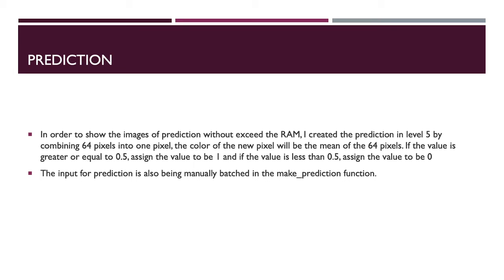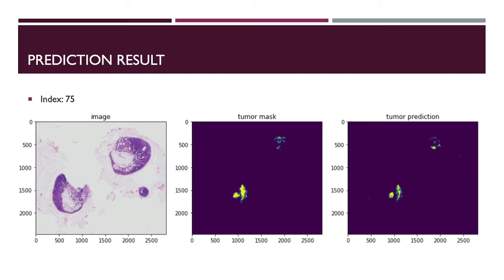Since the prediction should have the same size as the level 2 input, in order not to exceed the RAM, I created the prediction in level 5 by combining 8 by 8 pixels into 1 pixel. The color of the new pixel is the mean of the 64 pixels. If the mean is greater than or equal to 0.5, assign the value 1, and otherwise assign 0. The input for prediction was manually batched and cropped. I did not use the previous data generator because I need the sequence of the new images to concatenate to a full image. Here is the prediction result.